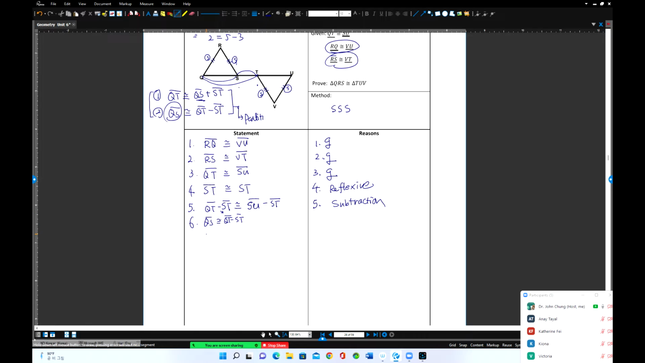The next one is TU congruent SU over here, right? SU minus ST. This one. SU minus ST. This is also partition partial rate. Just partition is okay.